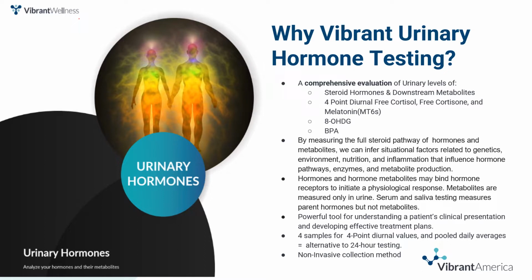By measuring the full steroid pathway of hormones and metabolites, we can infer situational factors related to genetics, environment, nutrition, and inflammation that influence hormone pathways, enzymes, and metabolite production. Hormones and hormone metabolites may bind hormone receptors to initiate a physiological response, so it is important to know both.